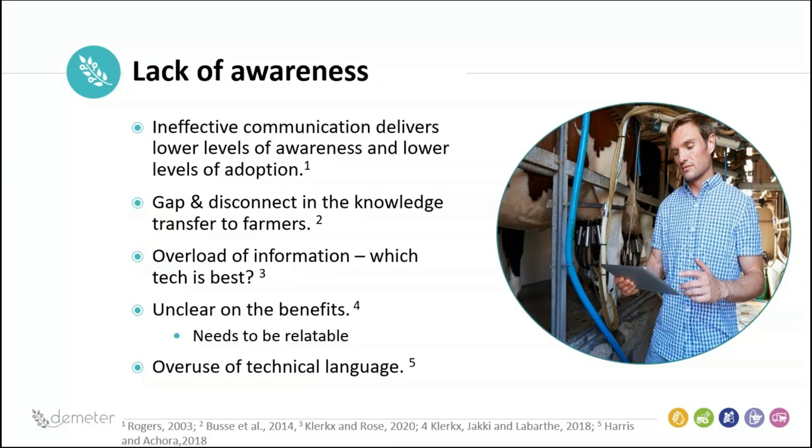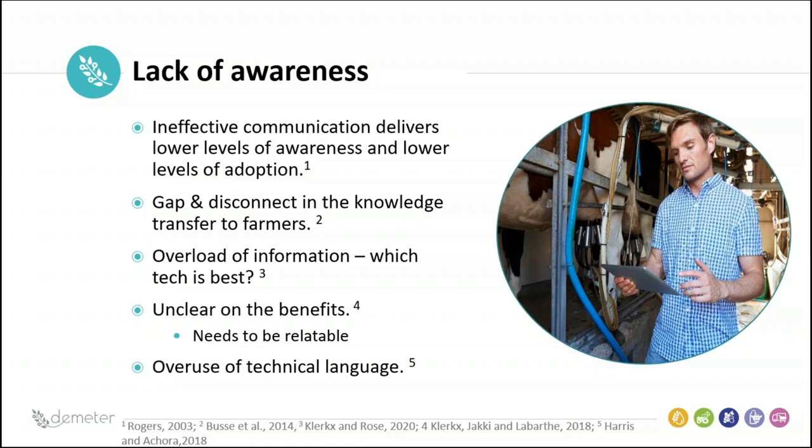So adoption of a technology can only take place once diffusion occurs. So once the information seeps through to the relevant target audience. But if there's ineffective communication, this leads to lower levels of awareness, which leads to lower levels of adoption. So farmers cite that they perceive that they have a lack of awareness of these technologies, and they think there's a major disconnect or a gap in the knowledge transfer from experts, academic scientists, right down to them. For those that are aware of the technologies, they believe that there's an information overload. So if a farmer goes to learn more about technology, they're seeing multiple different technologies available, from sensors to robotics to drones. So they're unsure as to which is the most relevant to them.